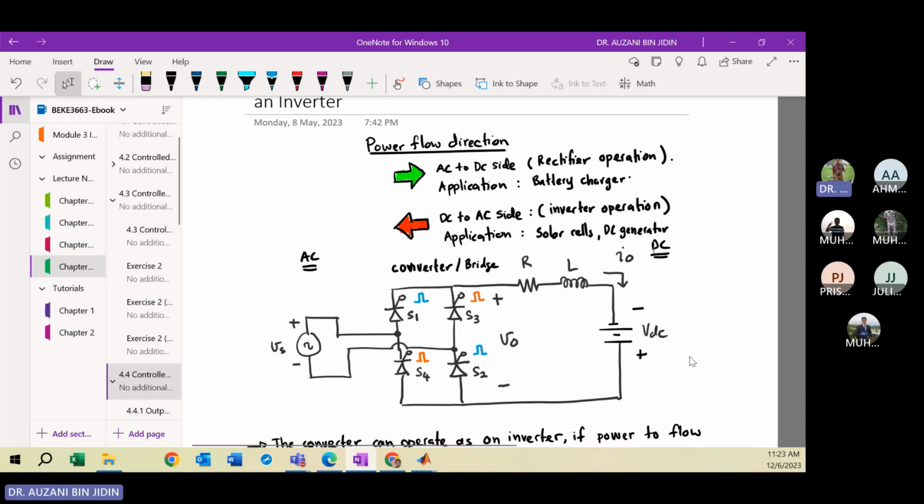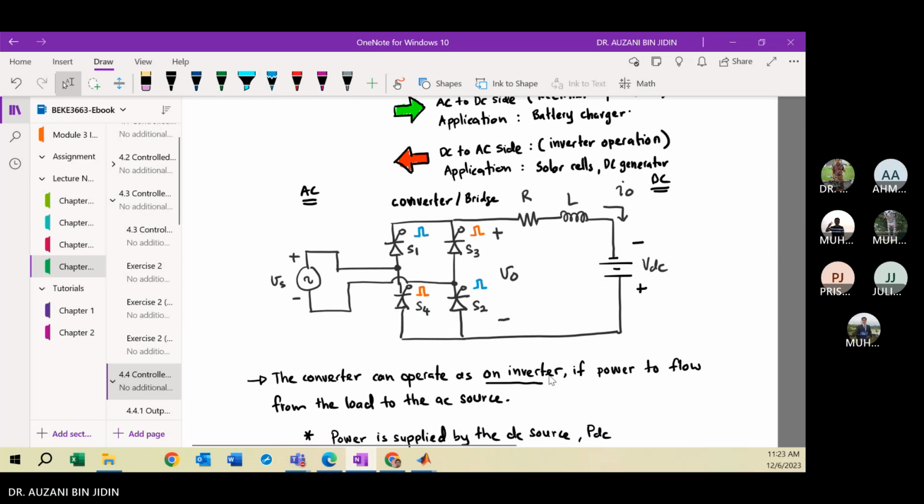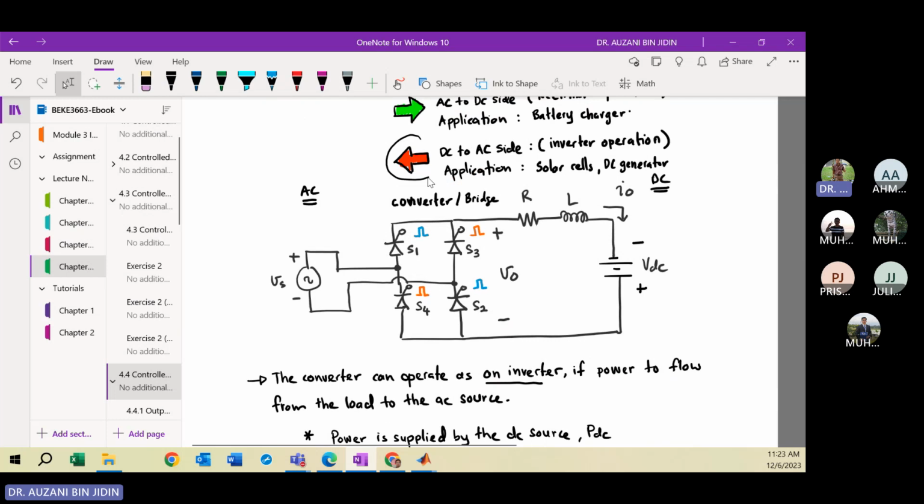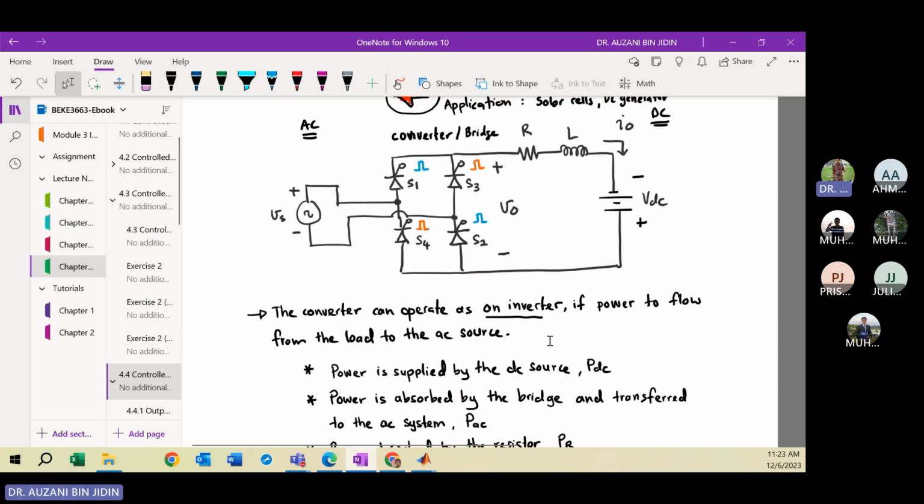Okay, so the converter can operate as an inverter if power flows from the load to the AC source, the red color here. So you transfer the power from the DC, from the battery, from the solar cell or DC generator, to the utility grid. You inject or feed the electric energy to the grid. To operate the converter as an inverter, the power must be supplied by the DC source, PDC.